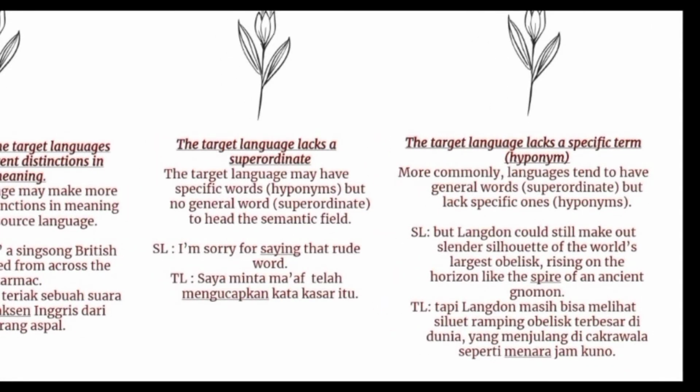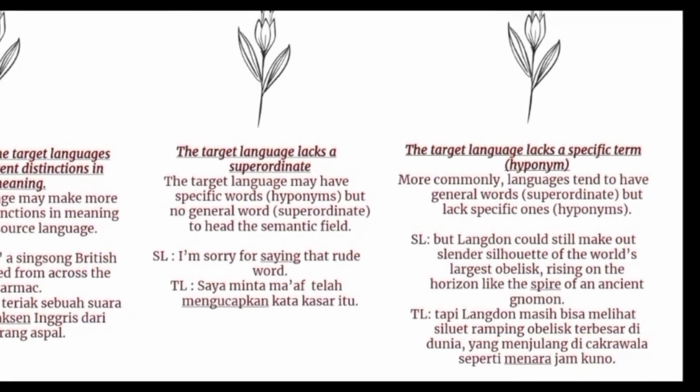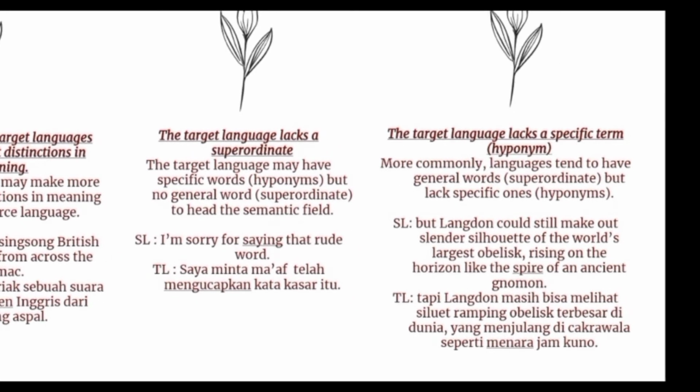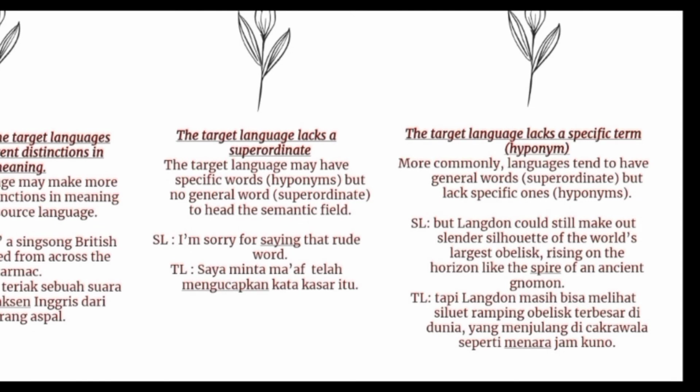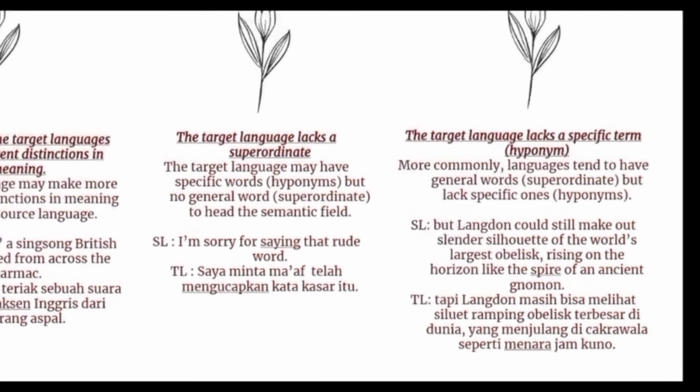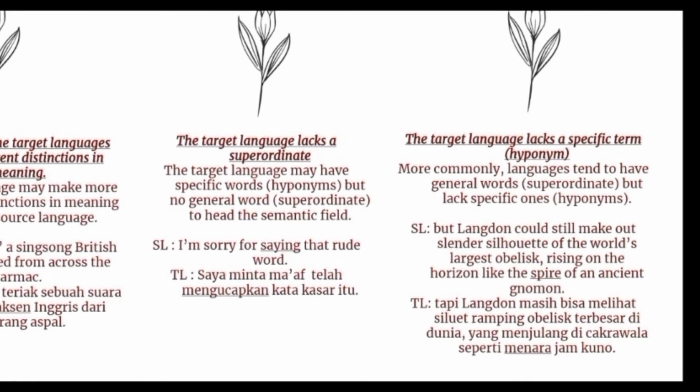Next, the target language lacks a specific term or hyponym. More commonly, languages tend to have general words or superordinates but lack specific ones or hyponyms. For example, but Langdon could still make out the slender silhouette of the world's largest obelisk, rising on the horizon like the spire of an ancient kingdom. The meaning is, tapi Langdon masih bisa melihat siluet ramping obelisk terbesar di dunia, yang menjulang di cakrawala seperti menara jam kuno.